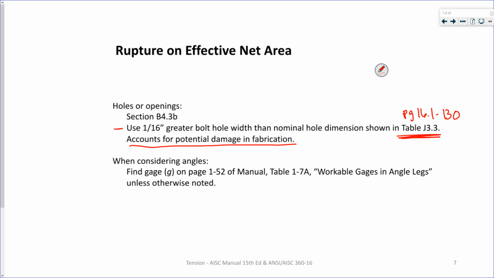Okay, page 16.1-130, table J3.3. You notice there's 3.3 and 3.3M. M would be metric. We're in America and we use inches, so we're going to stick with the non-M one.